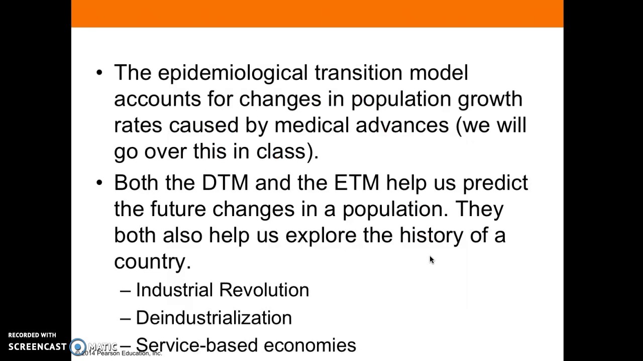In addition to the demographic transition model, in class, we're going to go over the epidemiological transition model. It's mentioned in your book, and we'll go over it in more detail in class this week. But the epidemiological transition model accounts for changes in population growth rates that are caused by medical advances. And so we're going to look at patterns of what are people dying of, why are they dying of it. So we'll be able to work some disease patterns into this as well. And then migration, when we start migration in about a week, we'll also be able to account for migration patterns into this model. So we'll also have a migration transition model. So we can keep building on this demographic transition model.